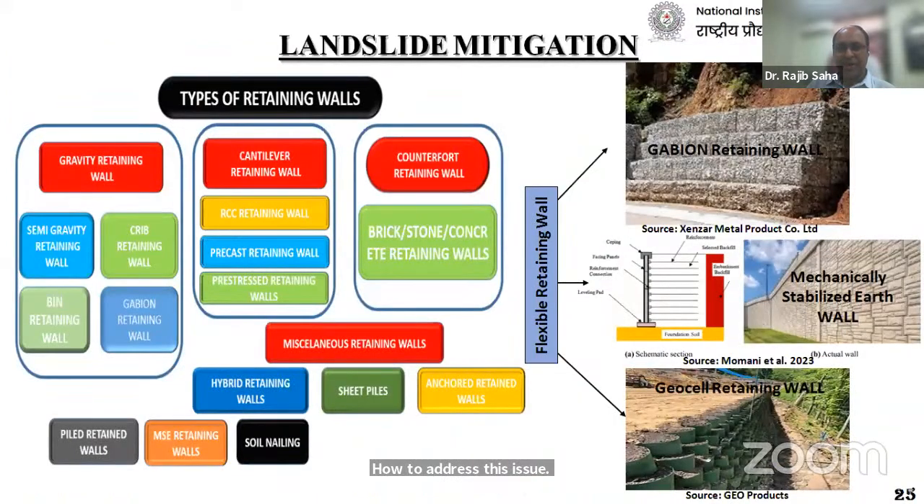Now, types of retaining wall I have already discussed. A long variety of retaining walls are there. Broadly, if you specify, flexible retaining walls and rigid retaining walls. So I'm not going into this part, you are already introduced. Now the question is that currently you can see a variety of flexible retaining walls are coming into the picture. I will address the questions later.